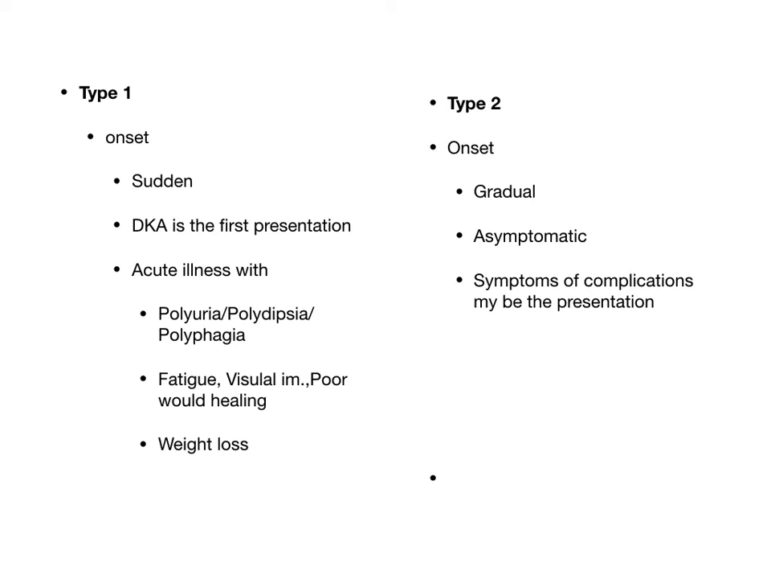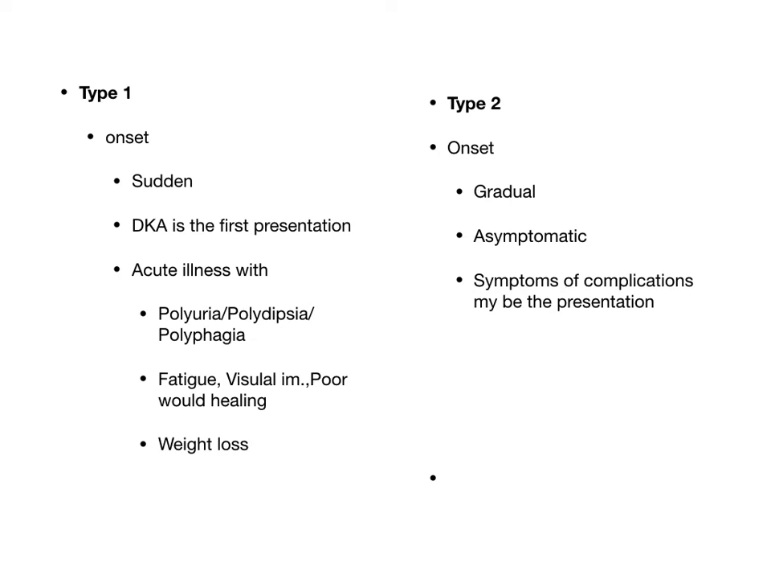Type 2 is a gradual onset one. You don't know you have diabetes. Sometimes you come to hospital with chest pain. When you are investigated, it is usually found that your blood sugars are high. Those are the main ways to diagnose type 1 and type 2 diabetic patients.